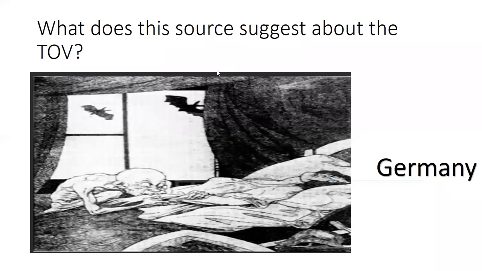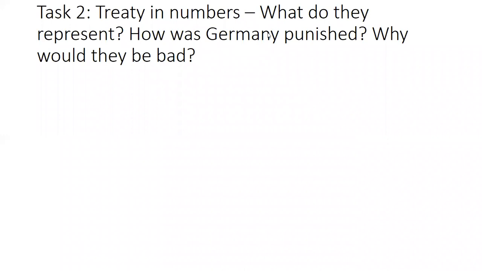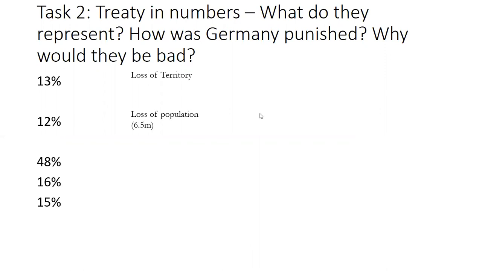Now, what we are going to do is make sure you understand why Clemenceau ended up basically getting his own way. So, just to put the treaty in numbers, Germany lost 13% of their land, 12% of their population because it got distributed elsewhere. 48% of Germany's iron industry was lost because of the treaty, 16% of their coal, and 15% of their agricultural production, which was dropped over time.